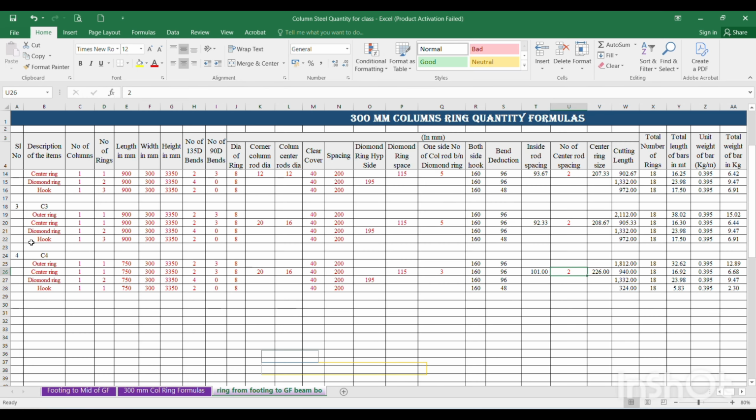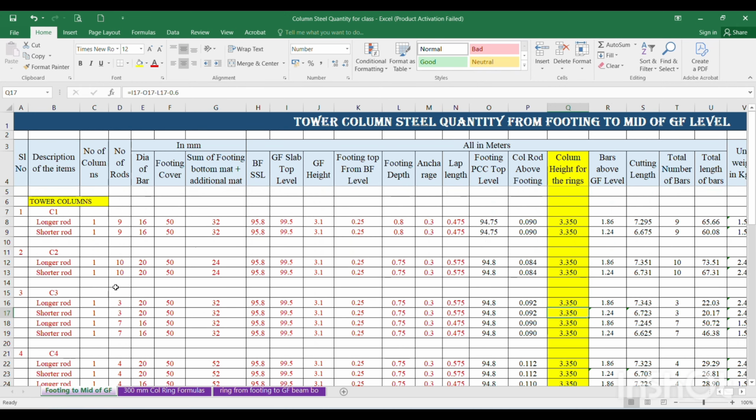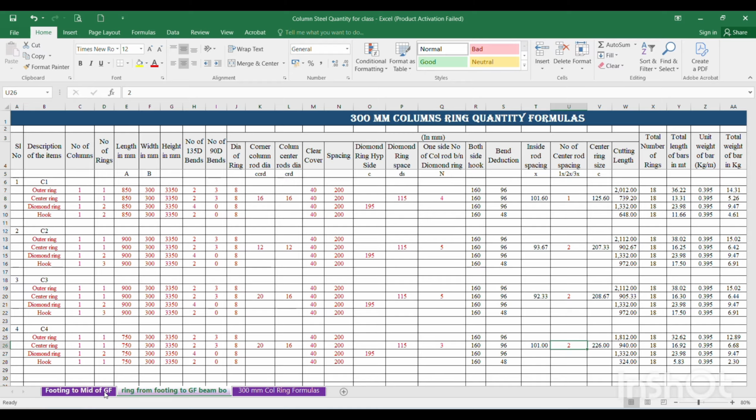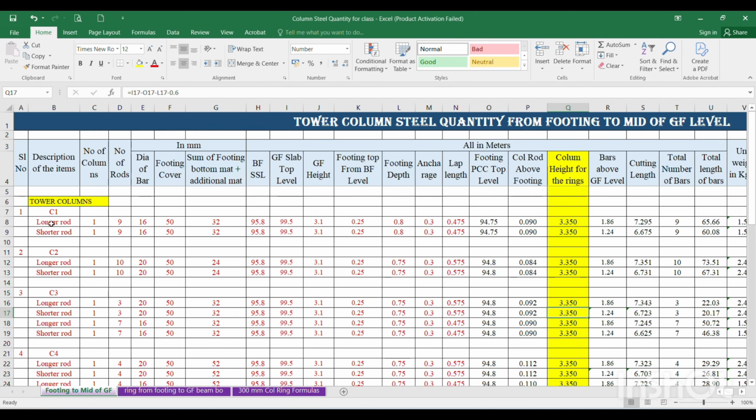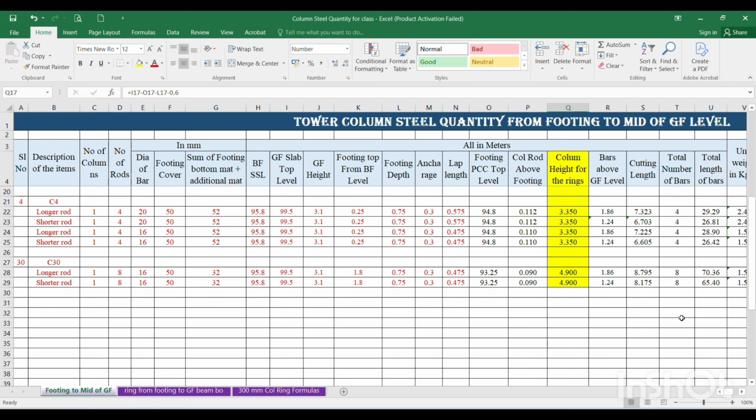So like this we need to calculate for all 100 columns also. If you copy paste and enter the respective values, then automatically these ring values will calculate. When you are starting calculating these column main bars, you have to keep both the files nearby in parallel. Once you completed the C1 column, you have to complete the C1 ring. Once you completed the C2 column, in parallel you have to complete the C2 ring. Then automatically this ring value and this column value both will come after completion.